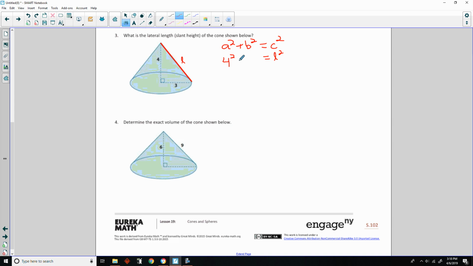So I'll make A 4 and B 3. So 4 squared plus 3 squared equals L squared. 16 plus 9 equals L squared. 16 plus 9 is 25 equals L squared. The square root of 25 equals the square root of L squared. Therefore, 5 equals slant height L. What is the lateral length of the slant height? 5. Or let me rewrite it so it's L equals 5 units.